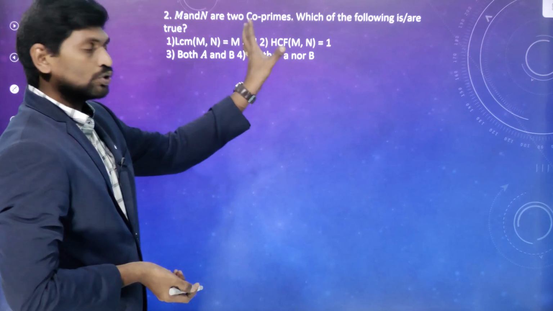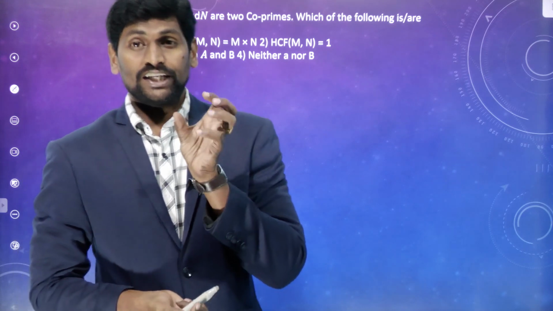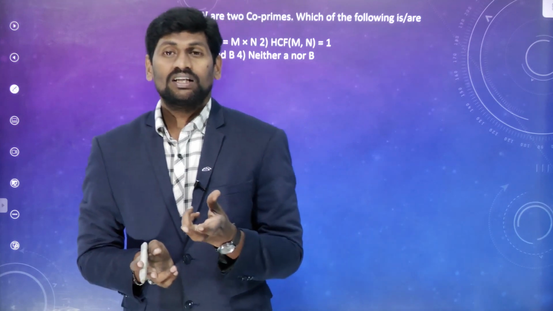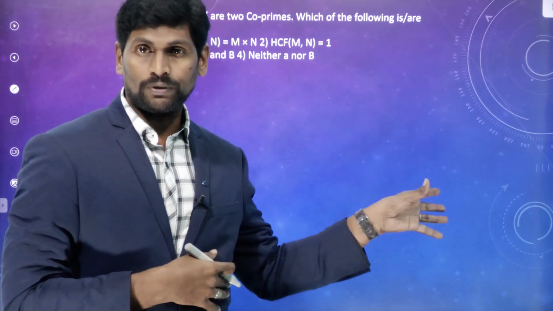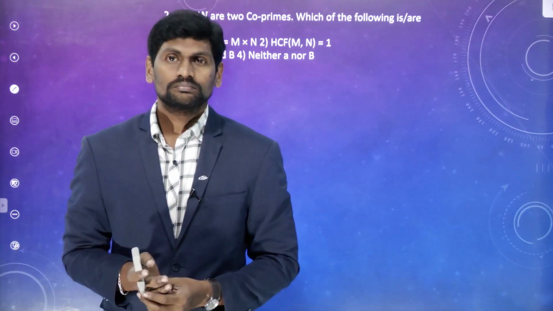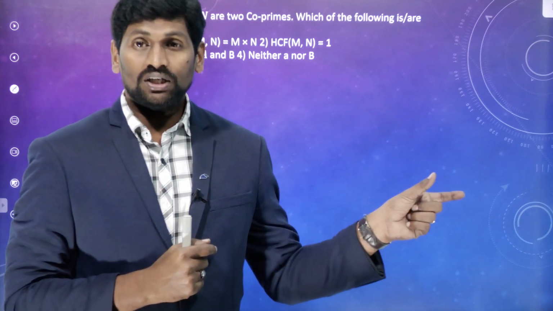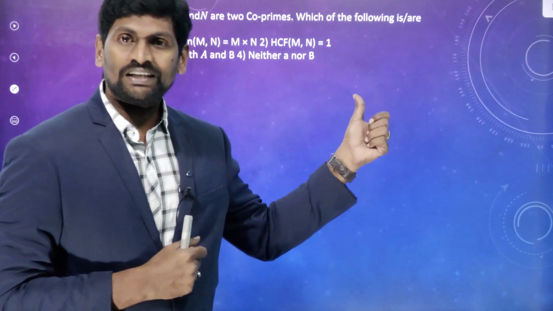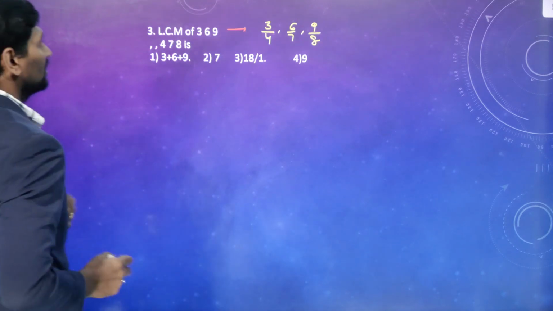If m and n are two co-primes, which of the following is true? If you take any two numbers which have no common factor except 1, such numbers are called co-primes or relatively prime numbers, we have discussed, right? For them LCM is their product and HCF is 1, highest common factor is 1. So we discussed already.